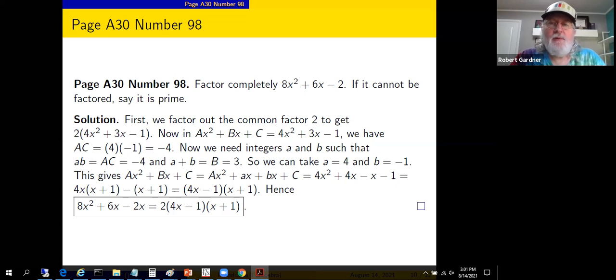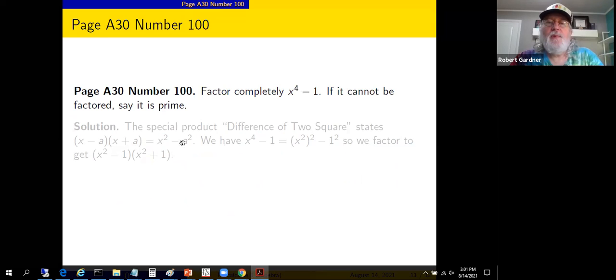Let's look at another one. Factor x to the 4th minus 1 completely. If it can't be factored, say it can't be factored. Okay, this is maybe two problems for the price of 1 or something like that.